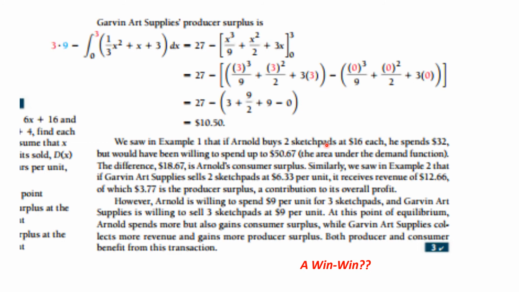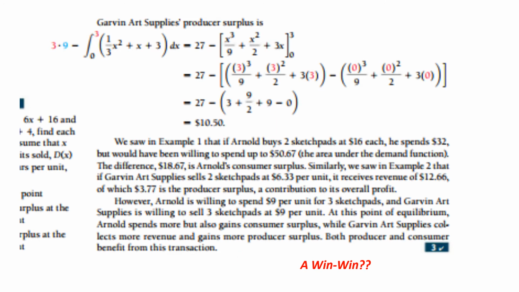So we saw in an example that if Arnold buys 2 sketch pads at $16 each, he spends $32, but would have been willing to spend up to $50.67, the area under the demand function. The difference, $18.67, is his consumer surplus. Similarly, we saw in example 2 that if Garvin Art Supplies sells 2 sketch pads at $6.33 per unit, it receives a revenue of $12.66, of which $3.77 is the producer surplus, a contribution to its overall profits.